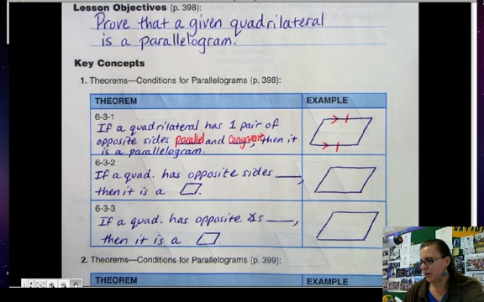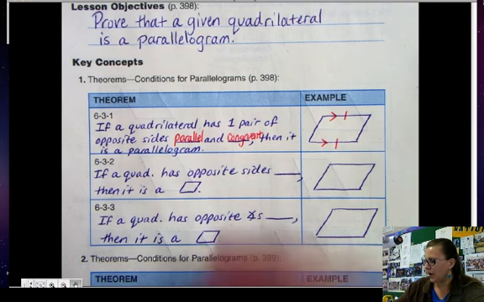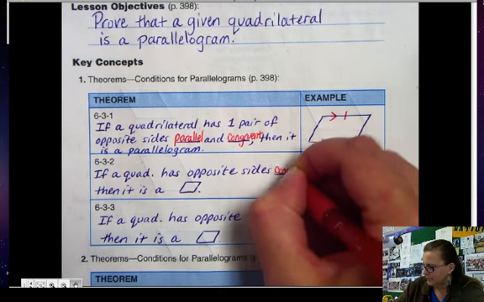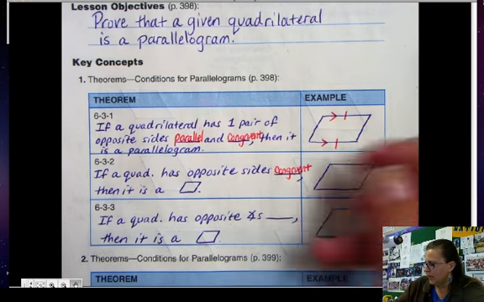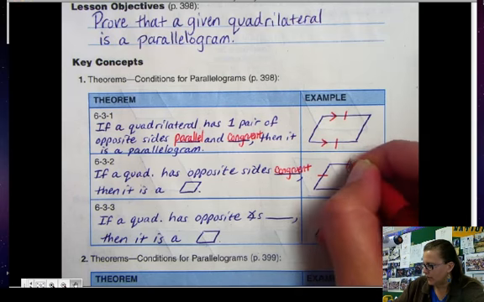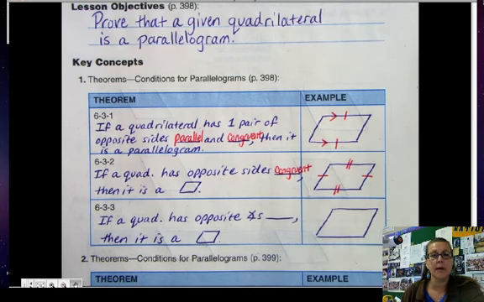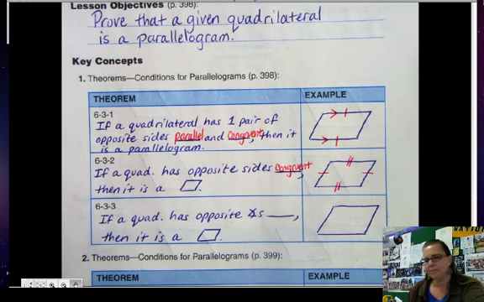The second way to prove that a quadrilateral is a parallelogram is if the opposite sides are congruent. So you've seen this before in the previous lesson. We talked about if it's a parallelogram, then opposite sides are congruent. You can also use this to prove that it's a parallelogram going the converse. If the opposite sides are congruent, then it's a parallelogram.